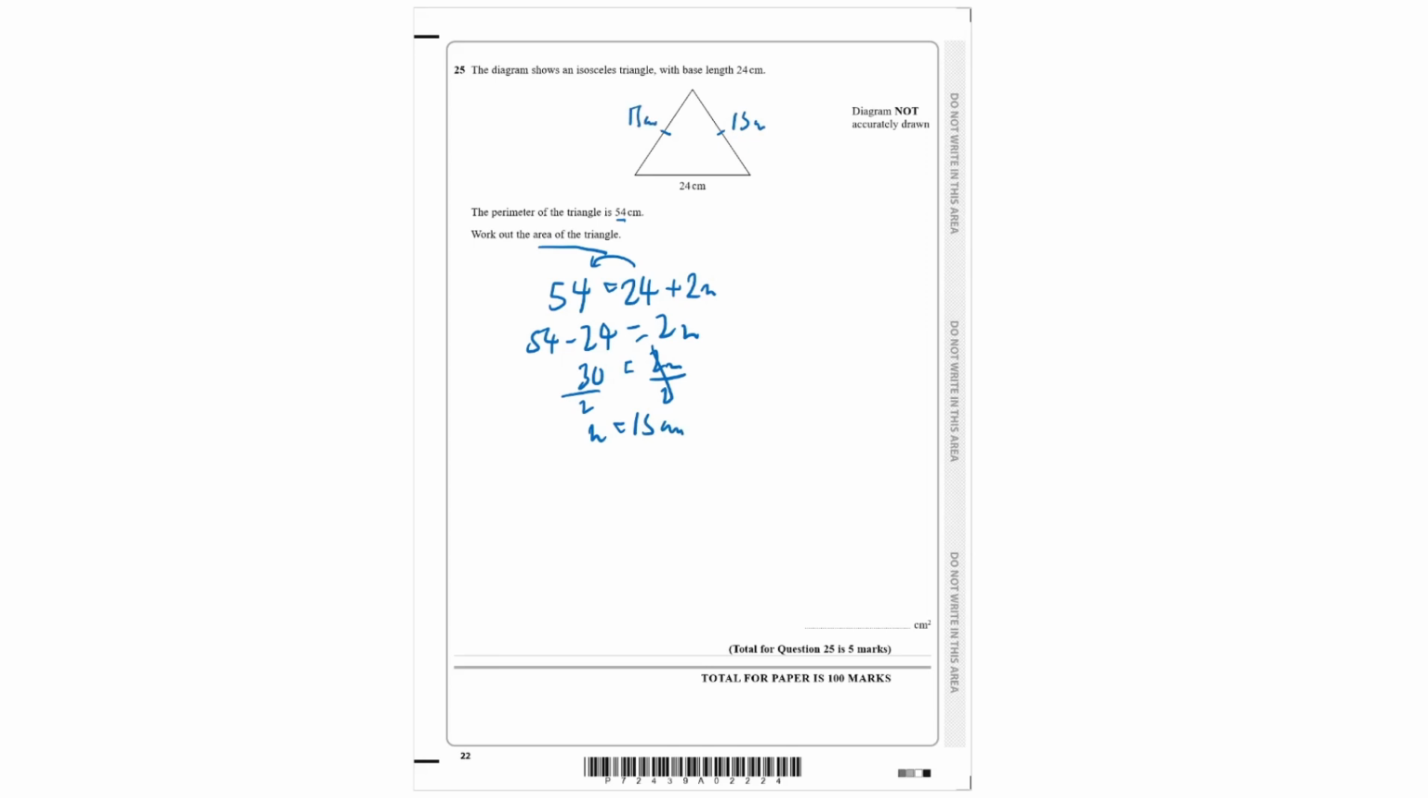We can also see that this triangle is an isosceles, which means if we draw a line straight down here, perfectly in the middle, this creates a right angle triangle. So dividing the base by 2, that means this side is 12 centimeters, this side is 12 centimeters. If we can find what the height is, we can then find out what the area is.